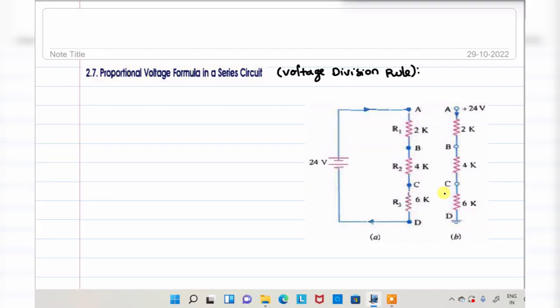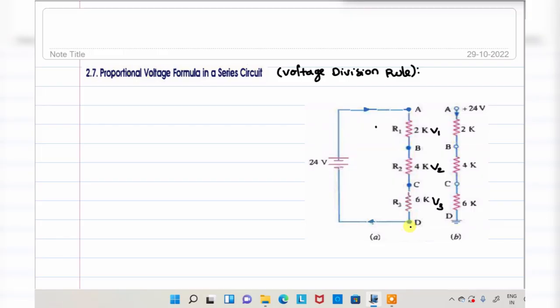This is a series circuit. In the series circuit characteristics, current is the same throughout the circuit, but the voltage drop across each resistor is different. So in this case, I will derive the formula to find the voltage drop across each resistor. With the help of this circuit, I will do that. Here resistance R1, resistance R2, resistance R3. I will consider the voltage drop across R1 is V1, across R2 is V2, across R3 is V3.